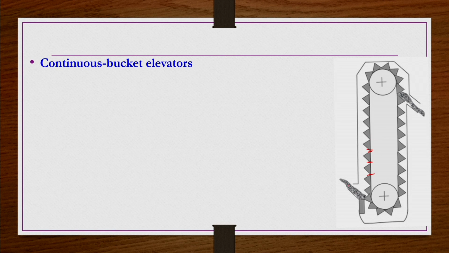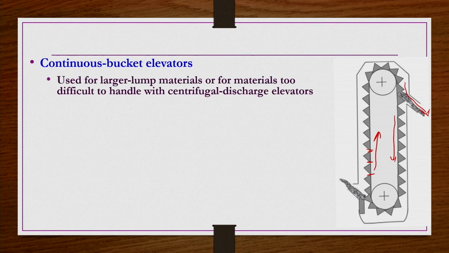Here the material that comes in is filled into the buckets, and then this rotates upward. While it is moving upward, the material is carried up, and when the buckets reach the top, inversion takes place and the material is discharged. Empty buckets come down and then move up again. While the pulleys are moving, material comes again, and the operation continues until the complete conveying of solids takes place. These are used for larger lump materials or for materials too difficult to handle with centrifugal discharge elevators.